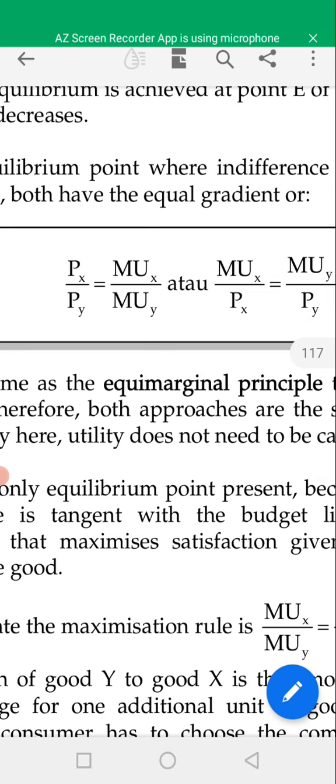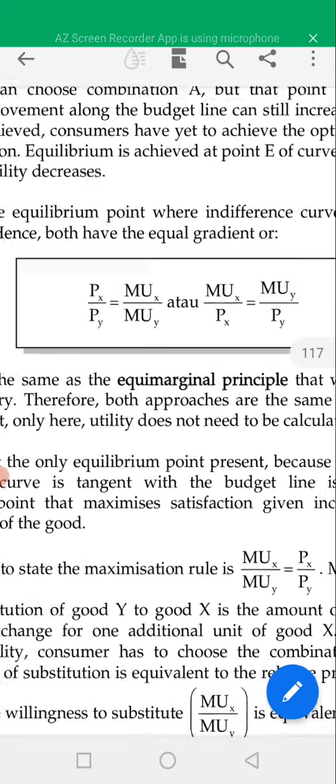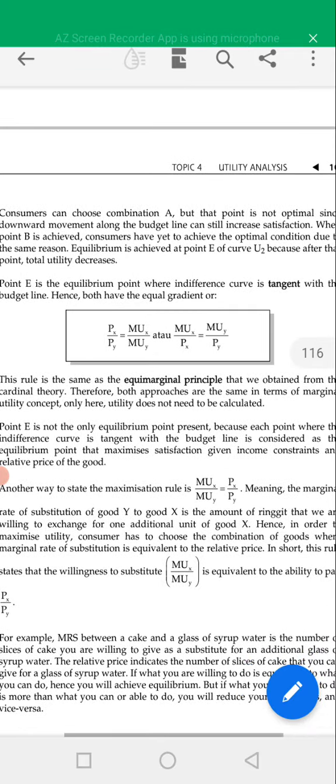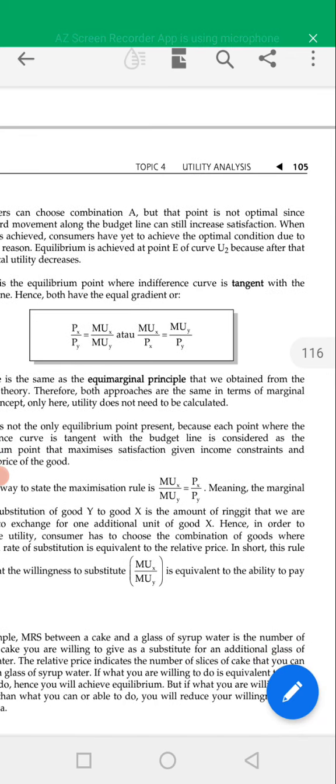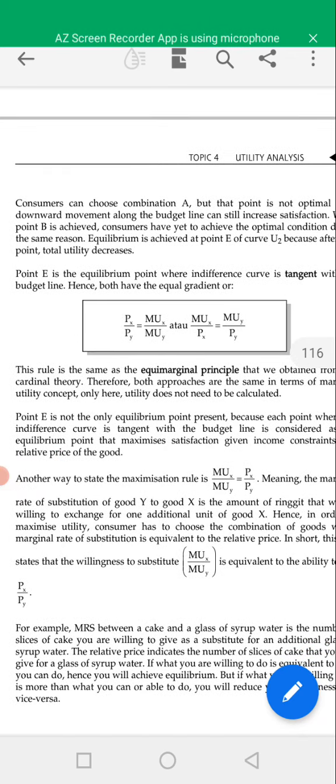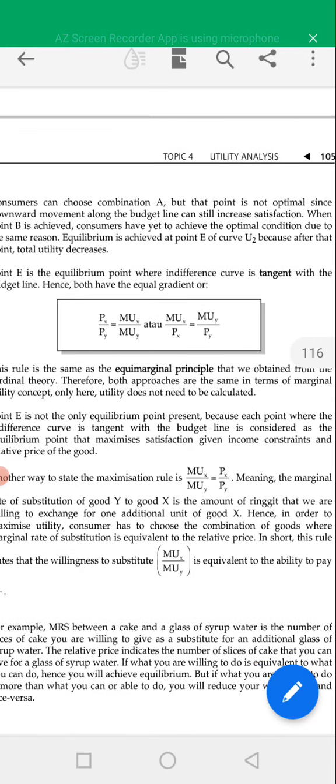Okay, so in other words, what this formula is telling us is that the slope of the budget line must be equal to the slope of the indifference curve. All right, so in writing we are going to put it that the equilibrium point is the point where the indifference curve is tangent with the budget line. I'll say that again. If they tell you, for example, to state the condition of consumer equilibrium, you say the point of equilibrium is where the indifference curve is tangent with the budget line.